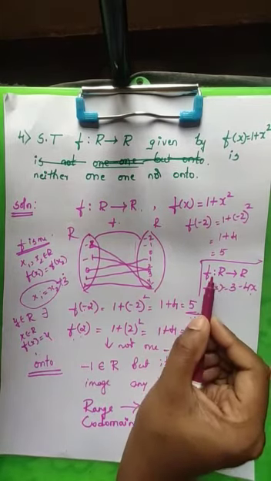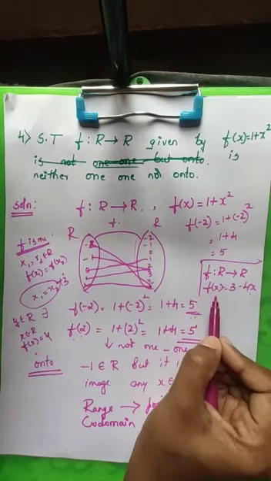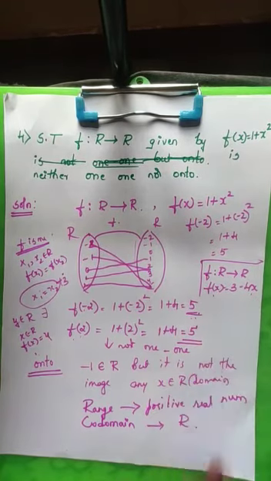The question is, you have to check whether the given function f from R to R, given by f of x equals 3 minus 4x, is one-one or onto.